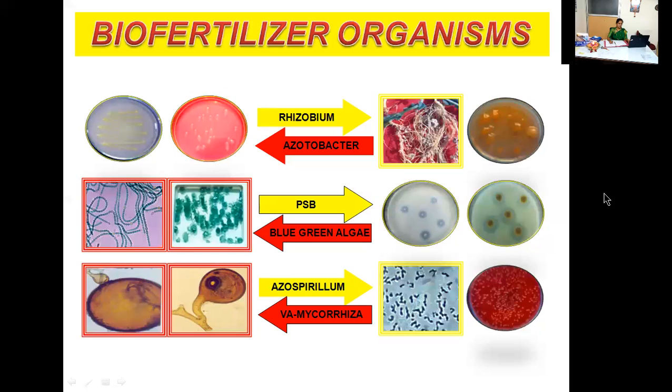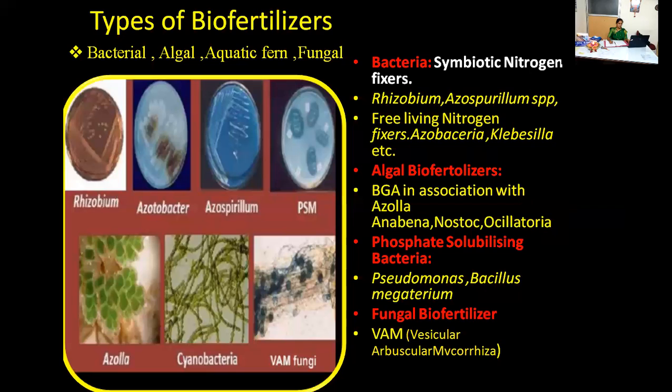Here you could see biofertilizer organisms. Here the rhizobium, then azotobacter, which were grown on the culture plate, then PSB, that is phosphate solubilizing bacteria, blue-green algae, then azospirillum, then here vesicular arbuscular mycorrhiza can be seen. These are some of the biofertilizer organisms you can keep in your mind. During Viva, all these questions will be asked, so you must keep all this in mind.